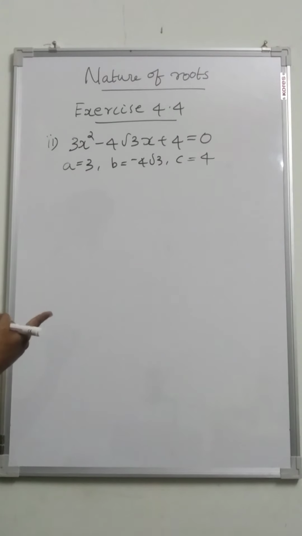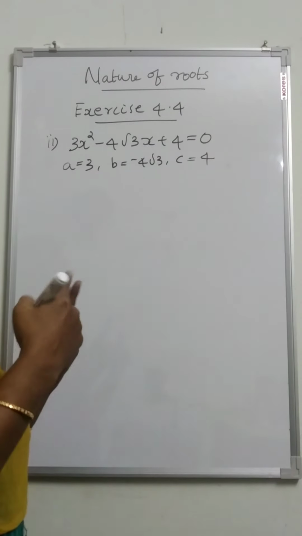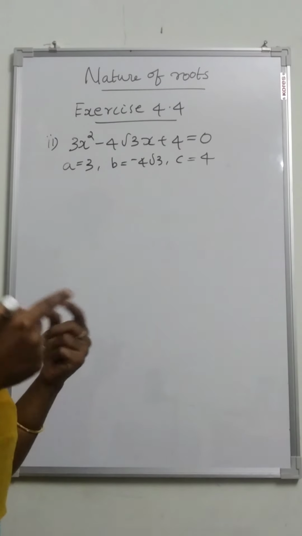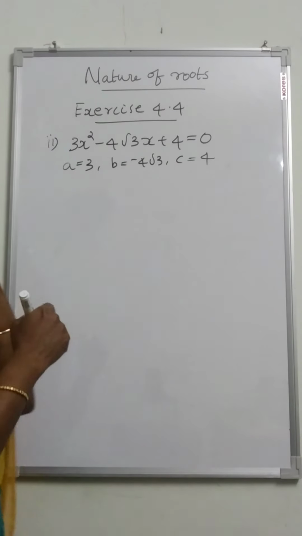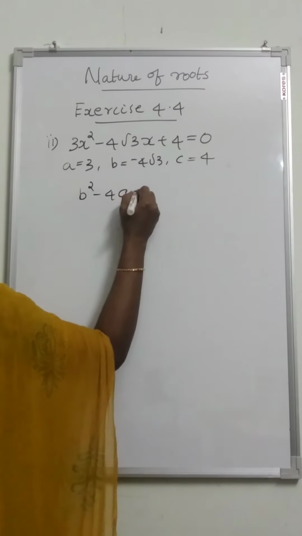If B square minus 4AC greater than 0, it has two distinct real roots. If B square minus 4AC equal to 0, it has two equal real roots. And if B square minus 4AC less than 0, no real roots. Clear? Okay. Then first we have to find B square minus 4AC.